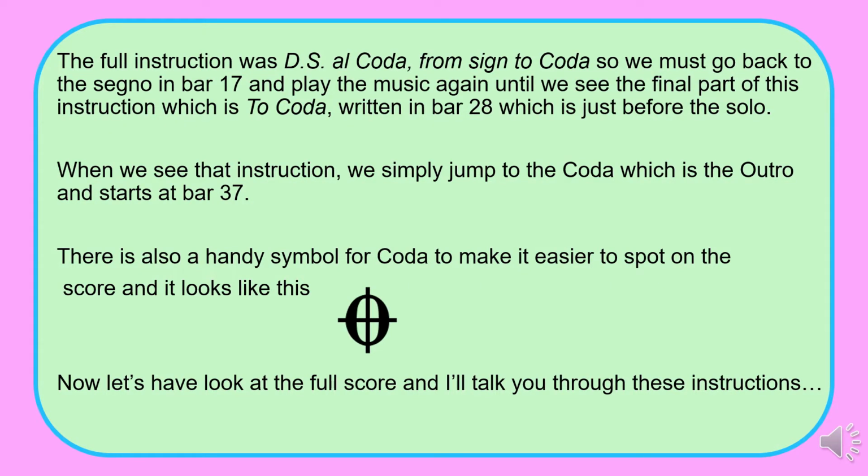The full instruction was DS al Coda, from sign to coda, so we must go back to the segno in bar 17 and play the music again until we see the final part of this instruction, which is to coda, written in bar 28, which is just before the solo. When we see that instruction, we simply jump to the coda, which is the outro, and starts at bar 37. There is also a handy symbol for Coda to make it easier to spot on the score, and it looks like this. Now let's have a look at the full score and I'll talk you through these instructions.